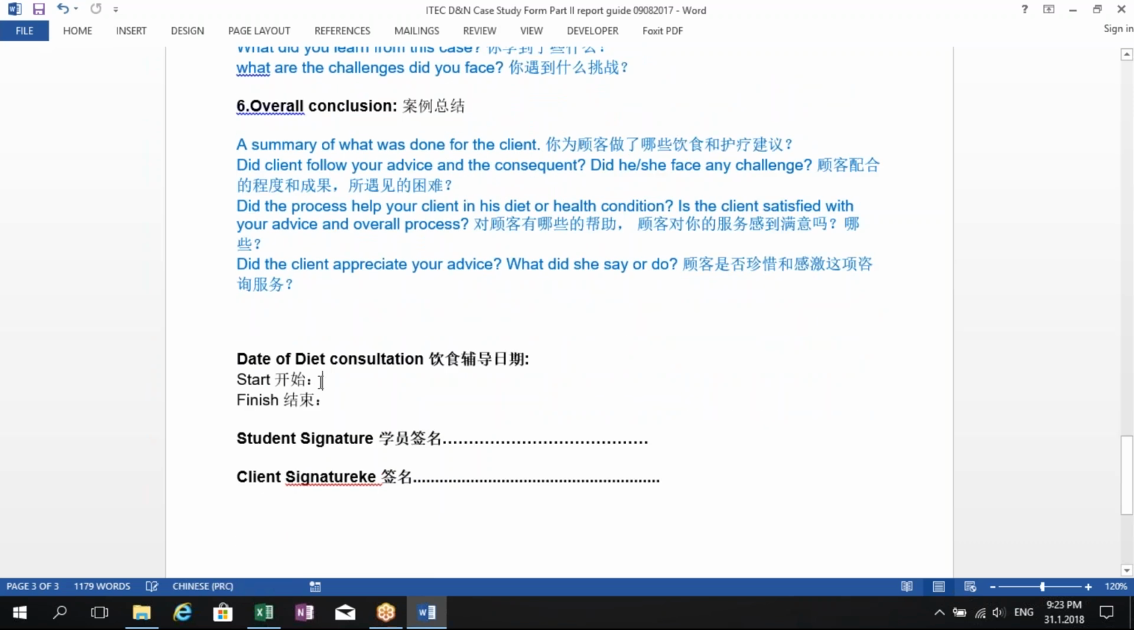And then the date: start date is the date you give them the questionnaire. Finish date is the last time you follow up on them, the week 4. Okay, it makes sense, right? Then you sign and the client signs.